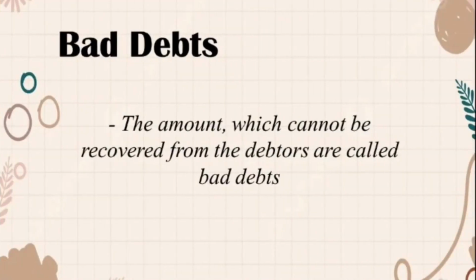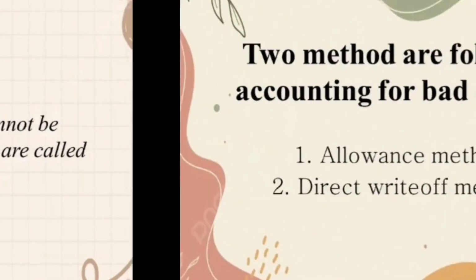Adjusting entry to take up bad debts. So what is bad debt? When an account receivable becomes uncollectible, the entity sustains a bad debt loss. These are the amounts not paid by customers, or the amount which cannot be recovered from the debtors. So these are called bad debts.